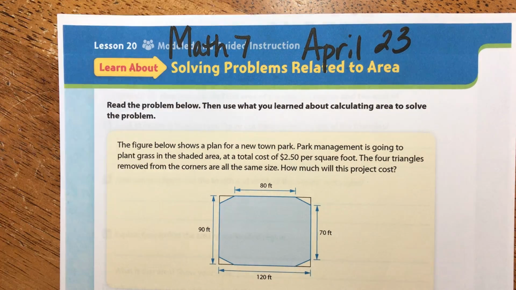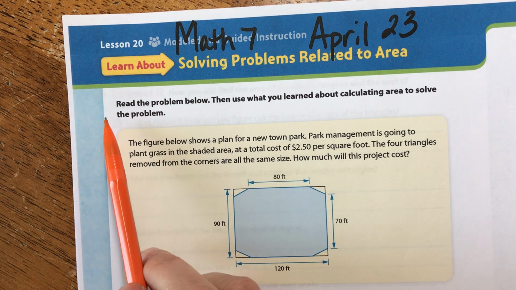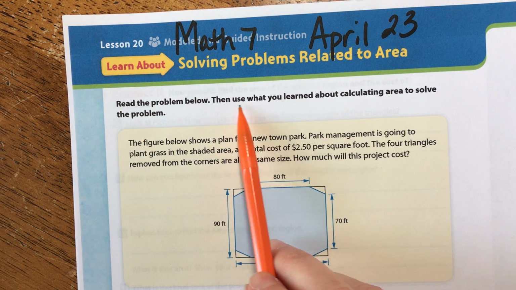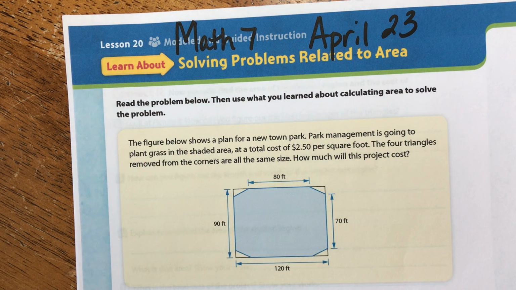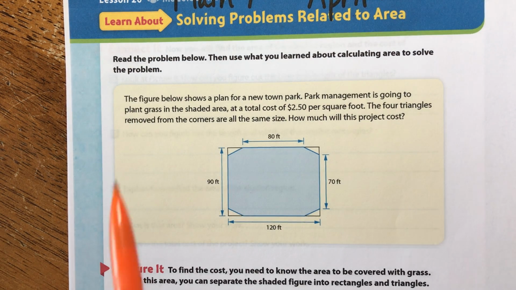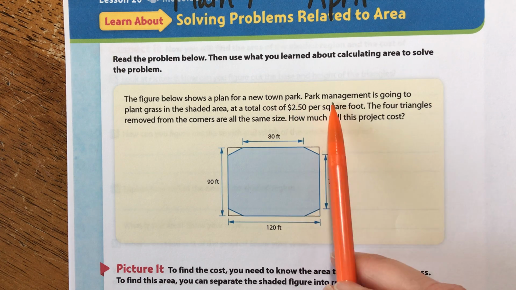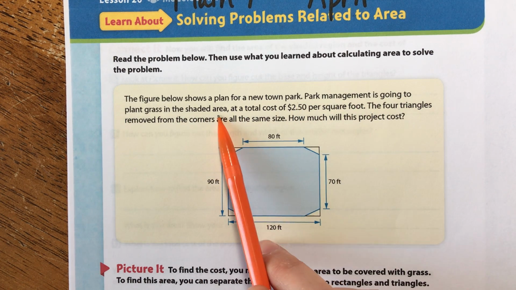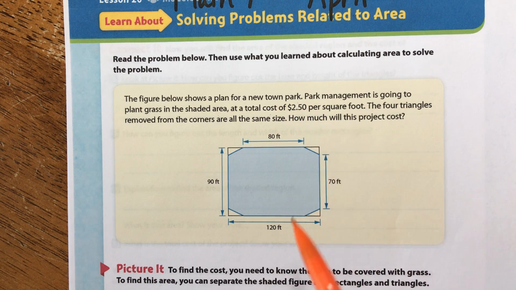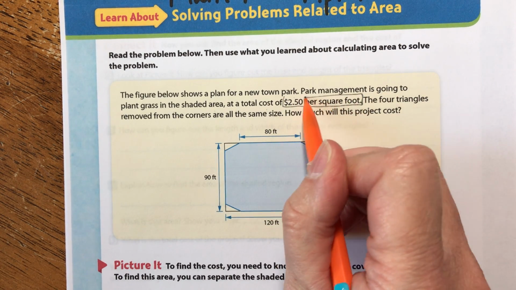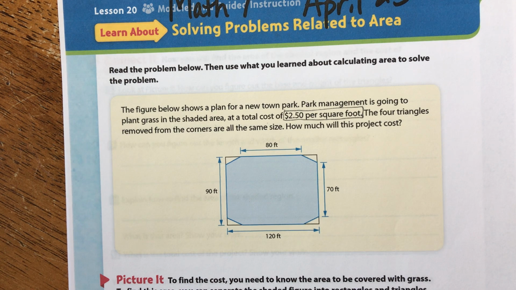Okay, we got this. The first directions here say, read the problem below, then use what you've learned about calculating area to solve the problem. Let's see, the figure below shows the plan for a new town park. The park manager is going to plant grass in the shaded area. The grass is going to cost $2.50 per square foot. The four triangles removed from the corners are all the same size. How much will this project cost?